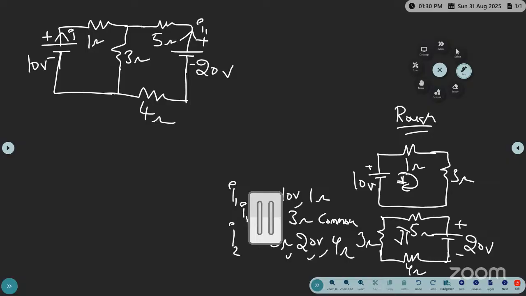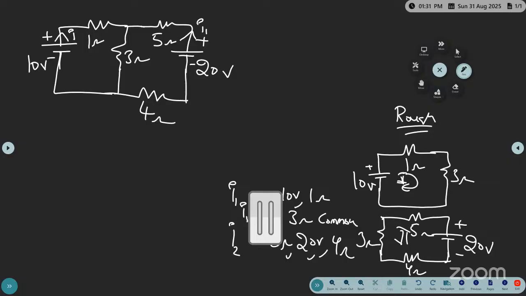In the common element, a common current will flow. Why? Because two currents are there: in loop 1 the current is flowing, and in loop 2 the current is flowing. So here two currents will flow, a combination of I1 and I2. Maybe you can add both, I1 plus I2, or I1 minus I2, or I2 minus I1, or I2 plus I1. We don't know, we'll find that out. So this is rough.